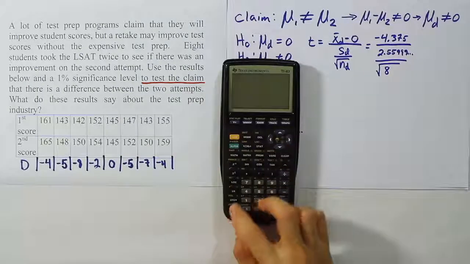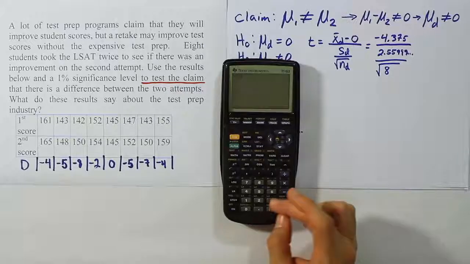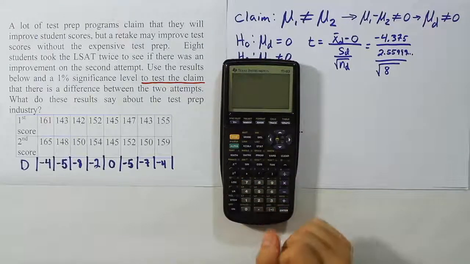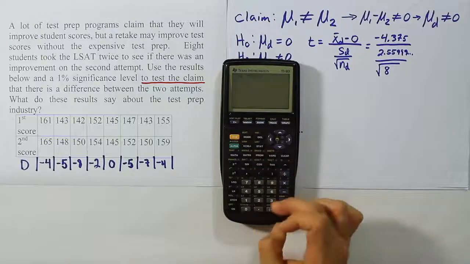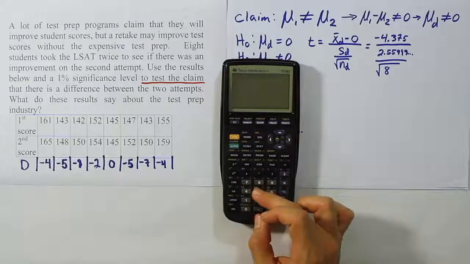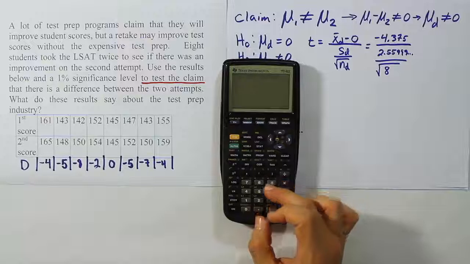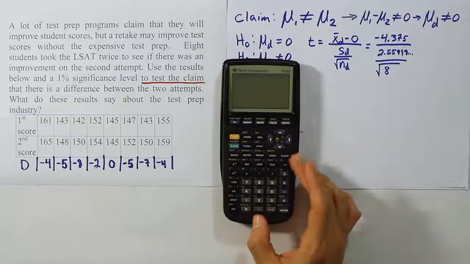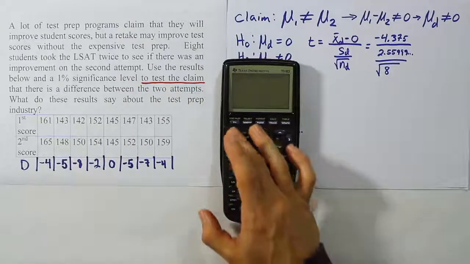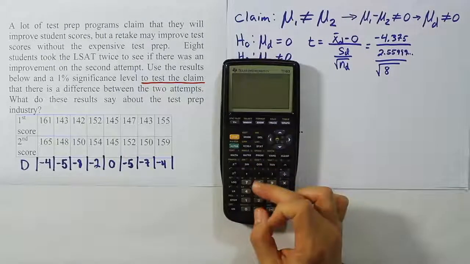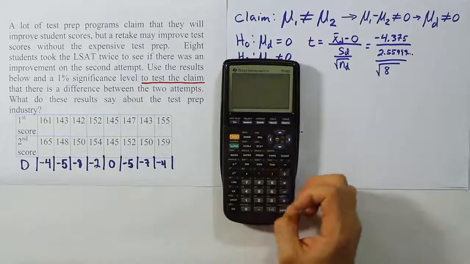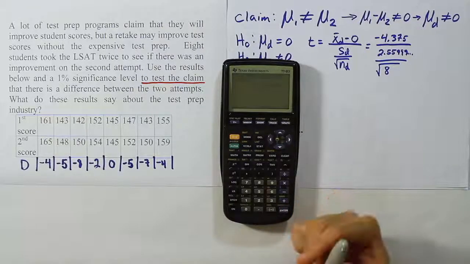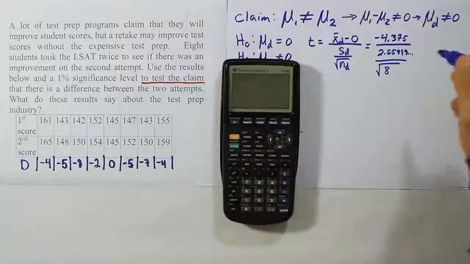Okay, so we're going to start with the top part, minus 4.375 divided by, use parentheses for the bottom, 2.55999, and then, actually I don't remember what came after that, but it's okay, that's enough decimal places to put in the calculator. We shouldn't get a rounding error at that point. And then divided by the square root of 8, close the parenthesis twice, hit enter, and we get the answer minus 4.83, minus 4.83.